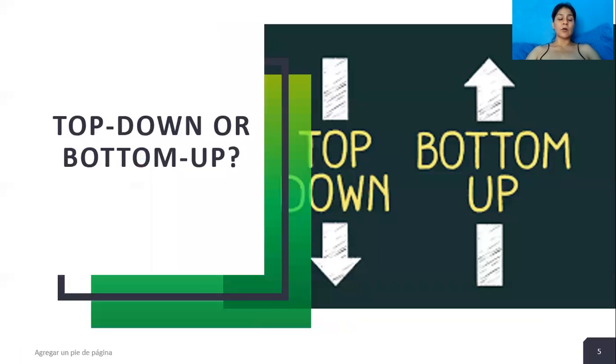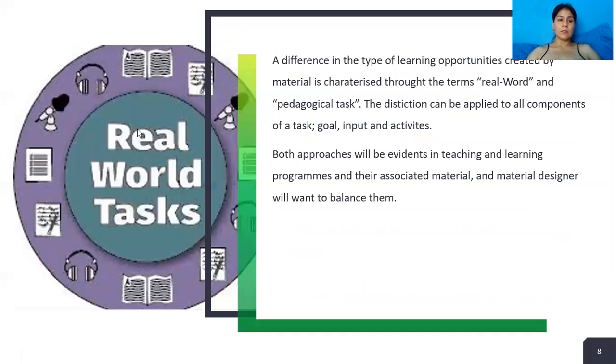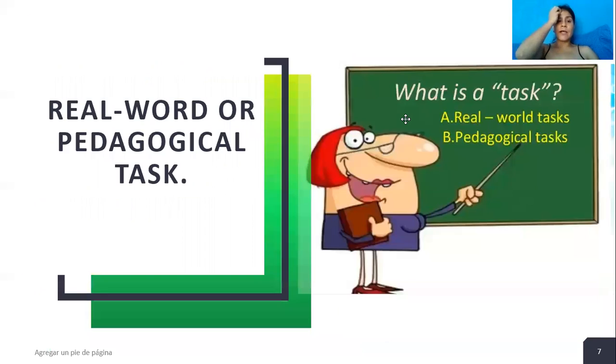Now, top-down or bottom-up? One of the main issues in task design comes from the knowledge we have gained through research into how language is processed in real time, both in production and reception. Language processing has come to be thought of as involving top-down processing. On the other hand, bottom-up processing focuses on the various components of the language and the aim to fit these together in comprehending language.